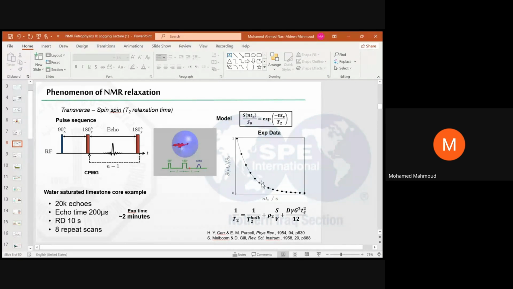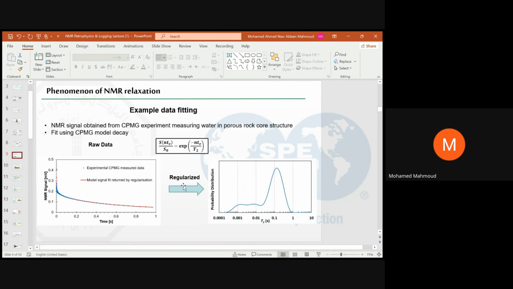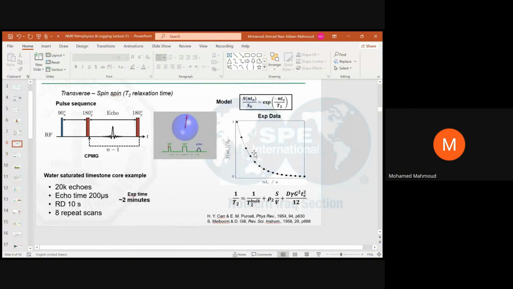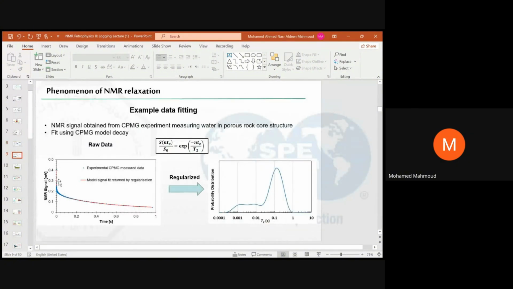For example, if you look at this equation, we have the T2, and this is basically what we get from the logging tool, the T2 relaxation time. It is a function of different parameters. We will explain later. Okay, then we fit what we have. If you look at the previous one, this data, we fit it to specific models.